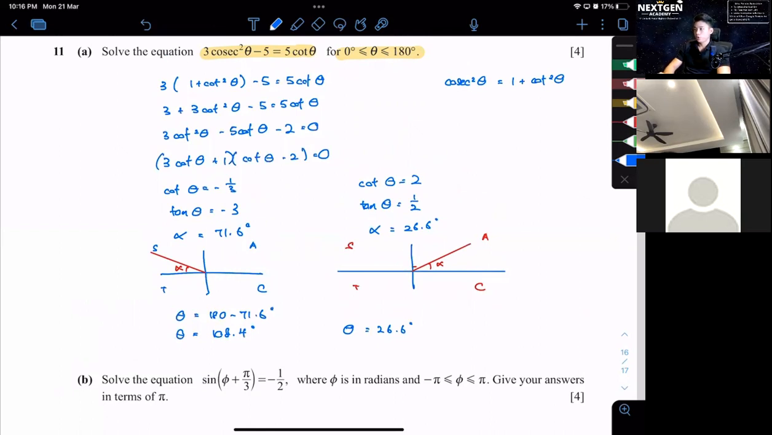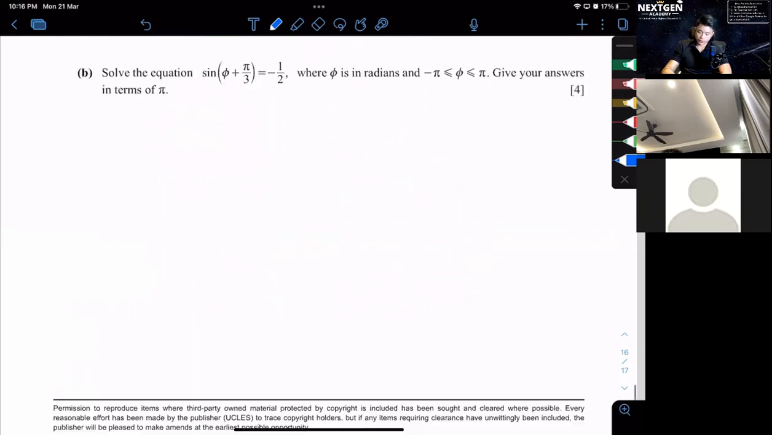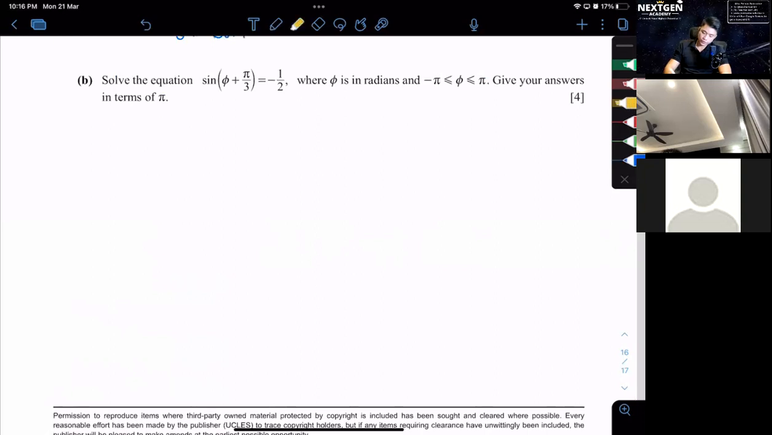All right. One final one. This one is everyone's favorite question. Solve the equation sine bracket phi plus pi over 3 equals negative 1 over 2, where phi is in radians and the domain is negative pi to pi. Give your answer in terms of pi. So we don't want to use the guessing method. We want to learn the exact method so that when you all go to college, you won't struggle doing it.